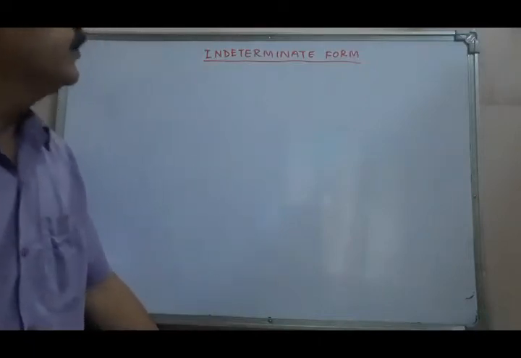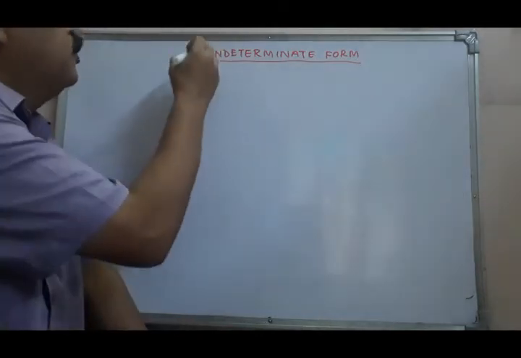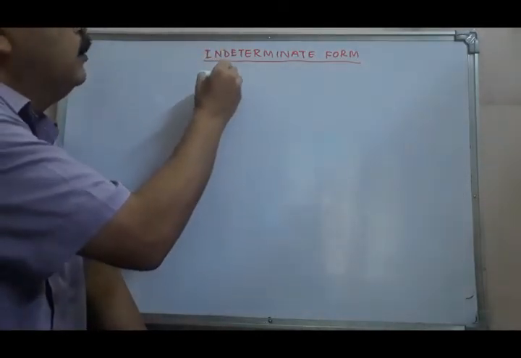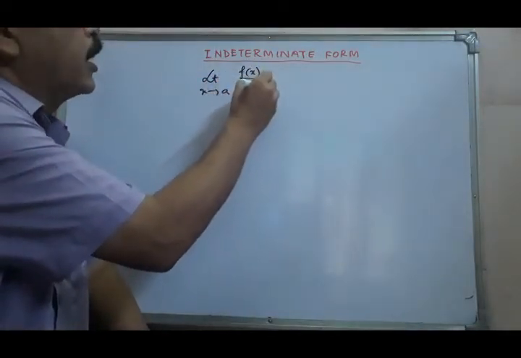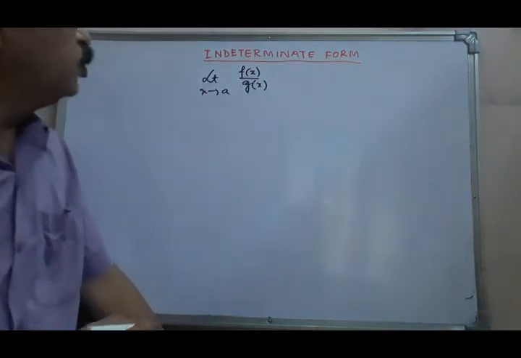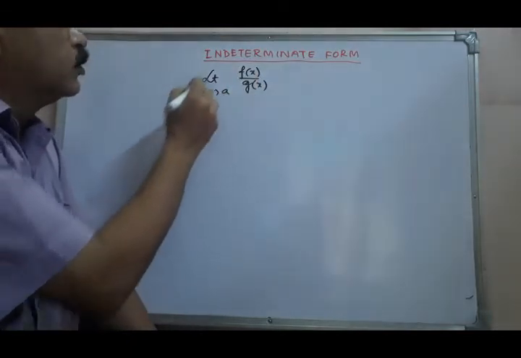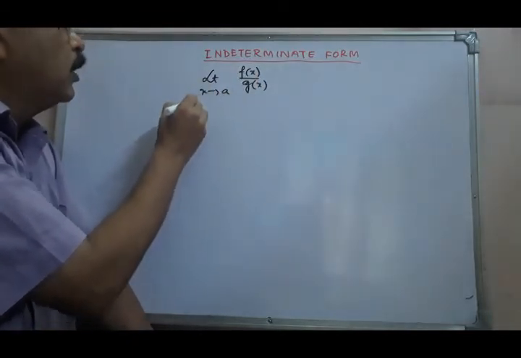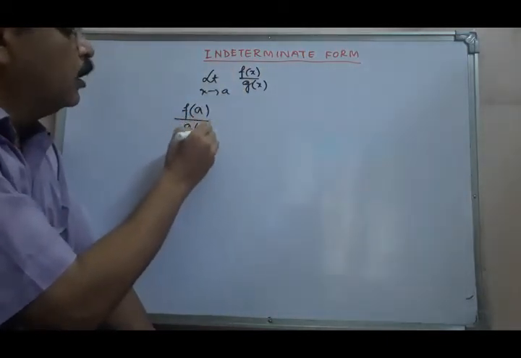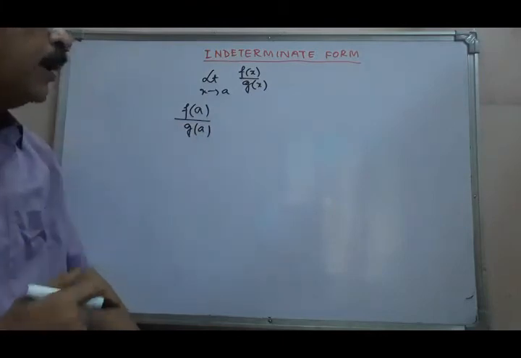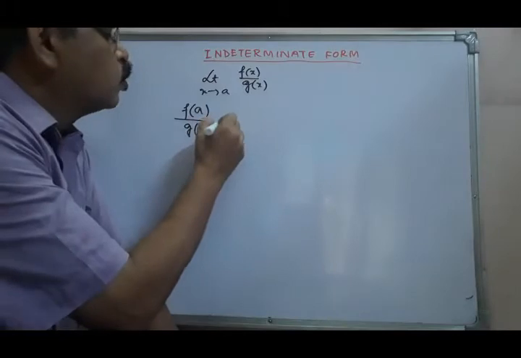Today I am starting indeterminate form. What is indeterminate form? Suppose we want to calculate the limit as x tends to a of f(x) by g(x). Generally, what do we do? We replace x by a. So the value of this limit will come f(a) when we replace x by a, and in the denominator g(a) also, replacing x by a. So now the ratio f(a) by g(a) can take many values.